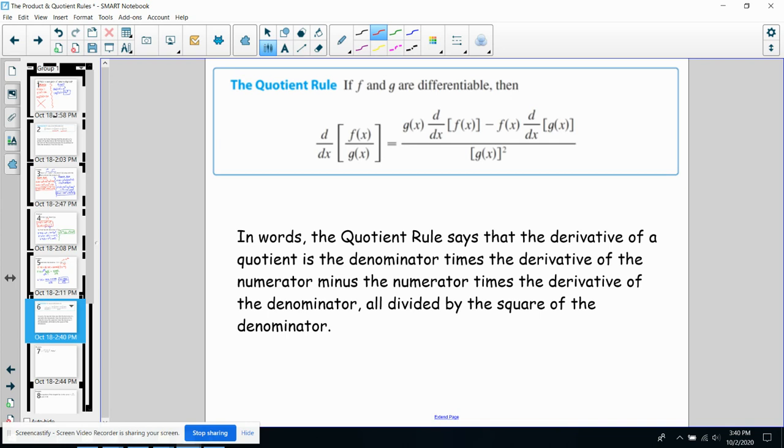Okay, so there's a little saying that can also help you with this. It's low d high minus high d low, square the bottom, and away you go. So again, low means the bottom, so it's the bottom times the derivative of the top. So low d high, d meaning the derivative. So low d high minus high d low, square the bottom, and away we go. So hopefully that gets stuck in your head, and you're welcome.